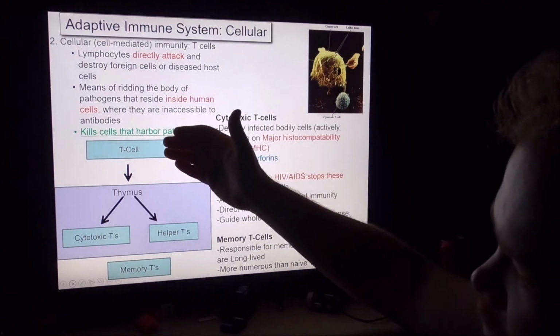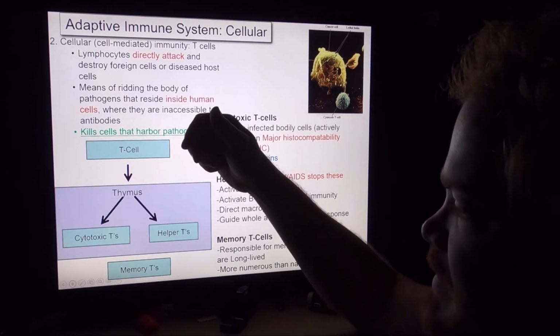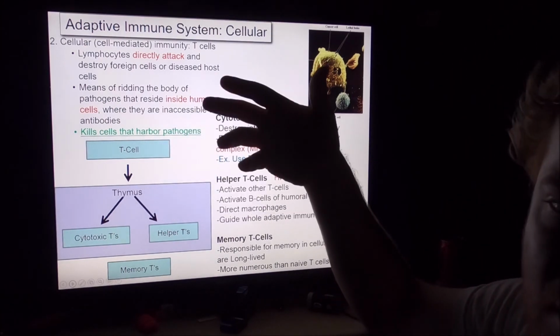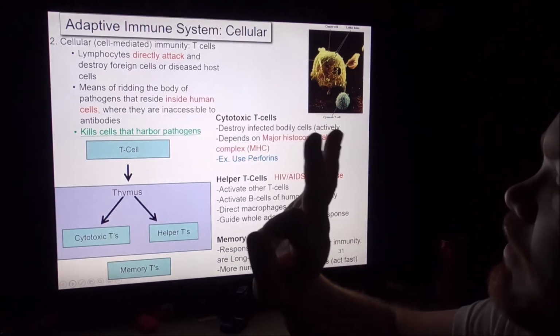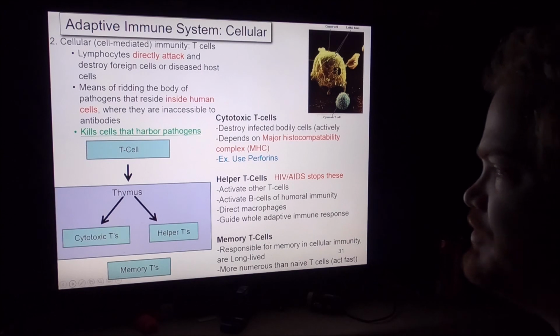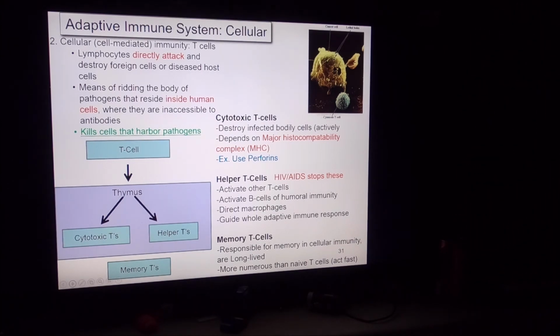So we have T cells. They will arise in your bone marrow. They're going to go to your thymus, where they're going to differentiate and mature, and then they're going to make their way into your lymph nodes. Now, there are 3 types of T cells that we're going to talk about. There's actually 4, but for us, we're going to talk about 3 of them.